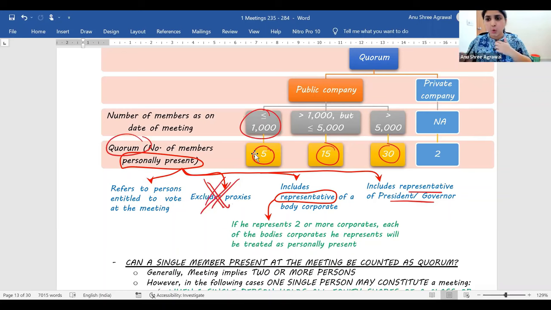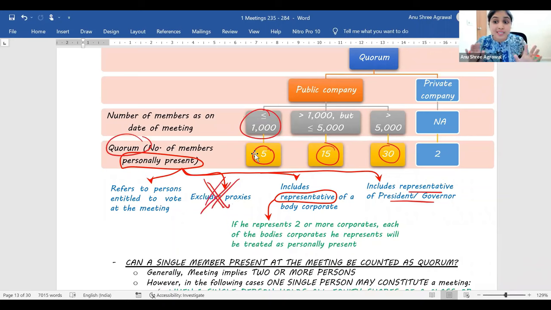I have a question. What if I am representing 5 companies in a particular meeting? There's a particular meeting of shareholders, okay? 5 companies are shareholders of this company. Now, all the 5 companies have appointed me as representative. So I am going and attending the meeting. Question number 1, will you count me also in the quorum? Yes. When the representative is attending, you will treat it as if the shareholder himself has come. But will you count me as 1 or as 5? I am representing 5 companies, you will count me as 5 people.